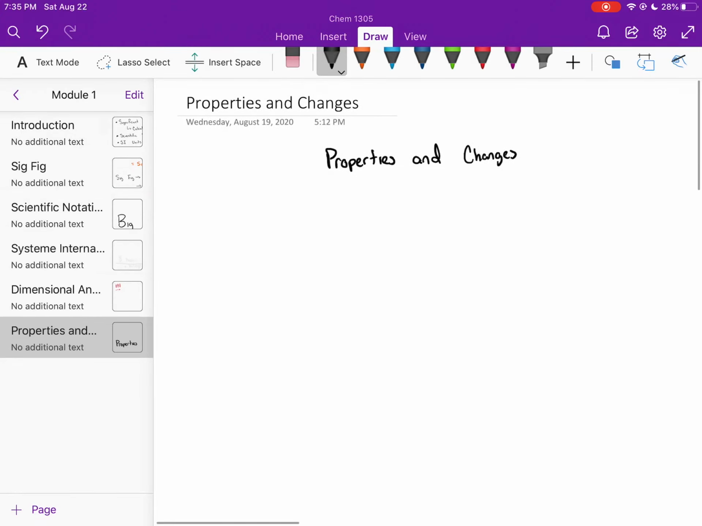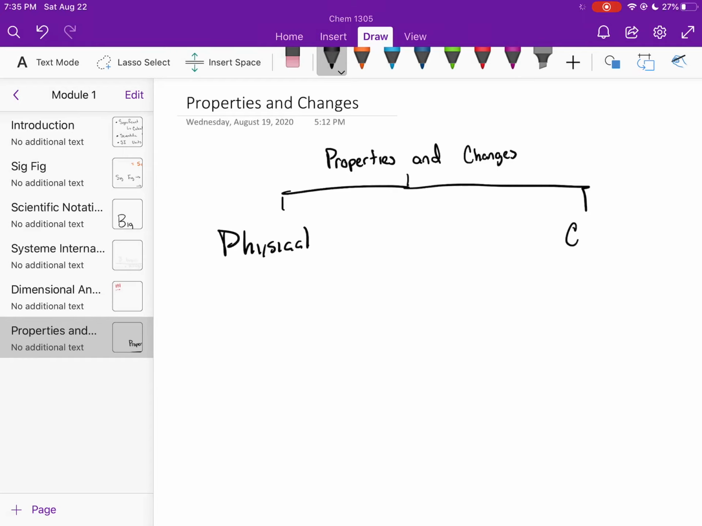My name is Jonathan Tipo and today I'll be going over properties and changes. Properties and changes are actually split into two different categories, right? There's physical properties and there's chemical.